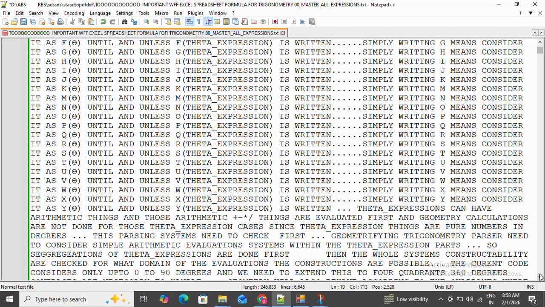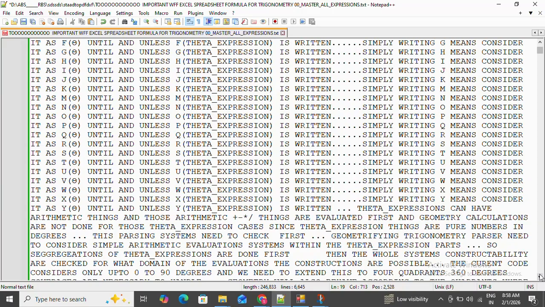And after that there are different crystallographic needs, architectural needs, surveying map needs, and several business use cases also due to this. But at least the students should get an understanding of the geometric patterns that are hidden inside the trigonometry expressions and how these patterns vary when theta is changing. Now these arithmetic things are evaluated first, and then the geometry calculations in degrees.